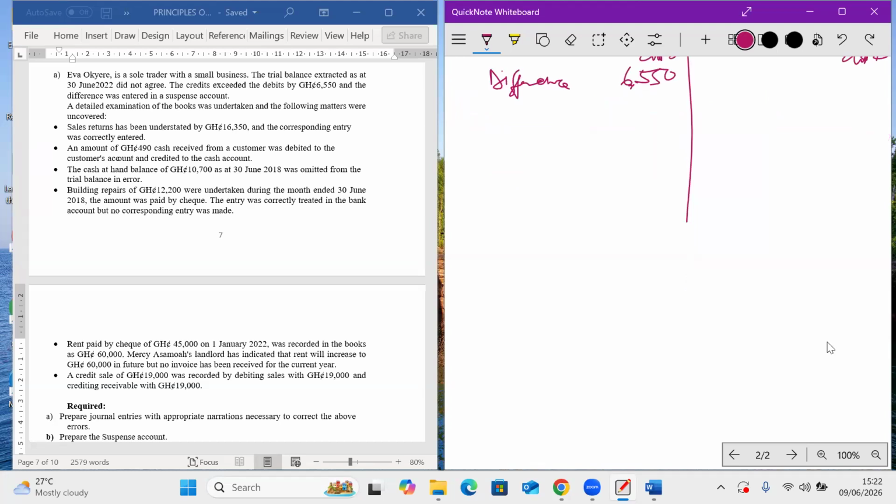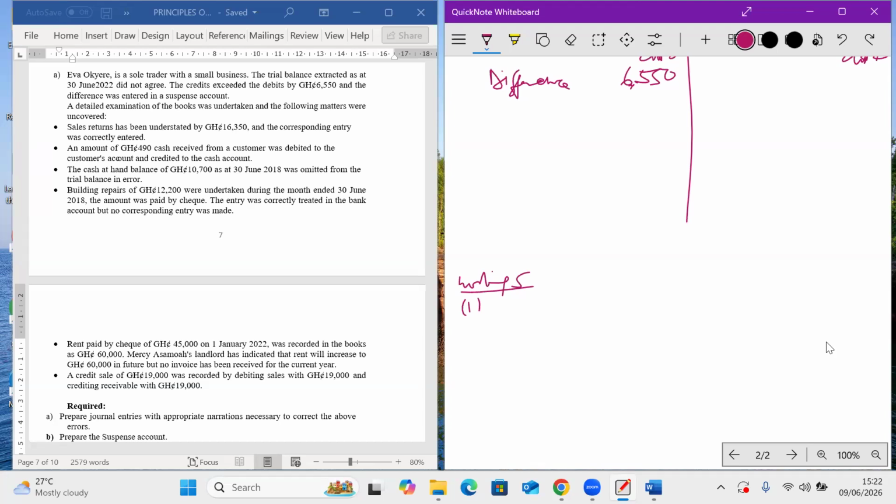A detailed examination of the books was undertaken and the following matters were uncovered. 1. Sales returns has been understated by 16,350 cedis, and the corresponding entry was correctly entered. Okay. So what kind of error is that? Error of casting. Does it affect the agreement of trial balance or it does not?